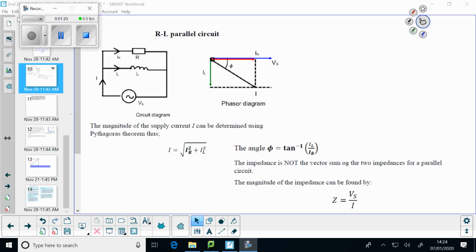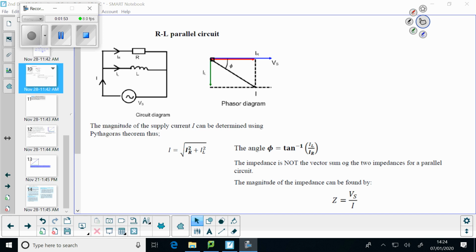So the current I, down the hypotenuse of the triangle there, is the square root of IR squared plus IL squared. And we can find the angle using the inverse tangent. We've done some work with that with series circuits before the holiday, where we were finding the two voltage components. Here we can find two current components.